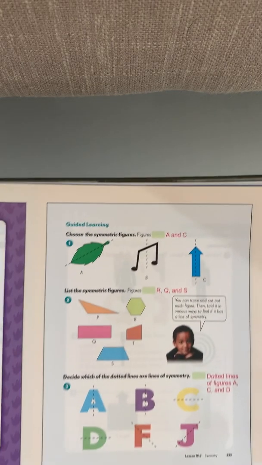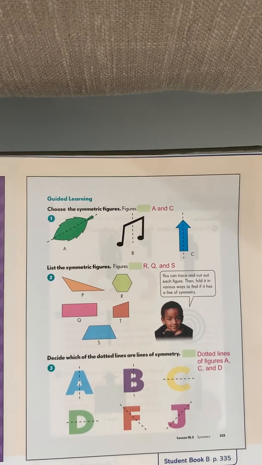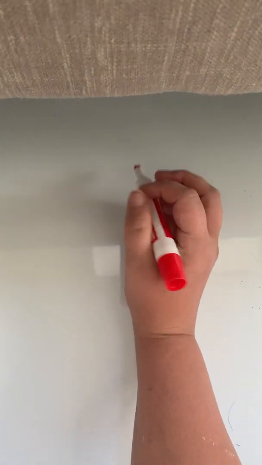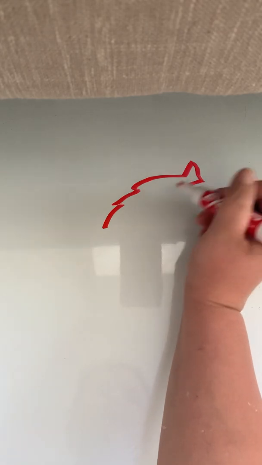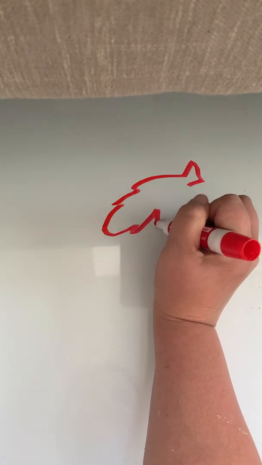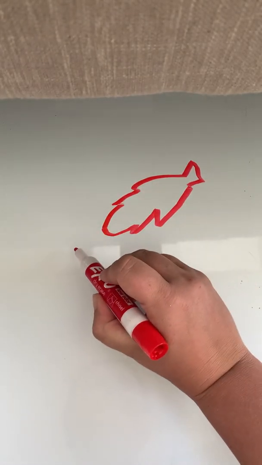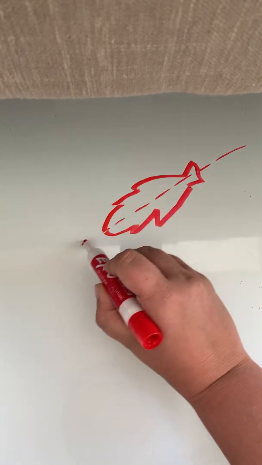Let's take a quick look at student textbook 335. It's going to look like this. It's got some fun shapes on it. For number 1, it says, choose the symmetrical figures. So you've got a leaf, you've got a music note. Your leaf kind of looks like this, and you have your line of symmetry right down the middle.